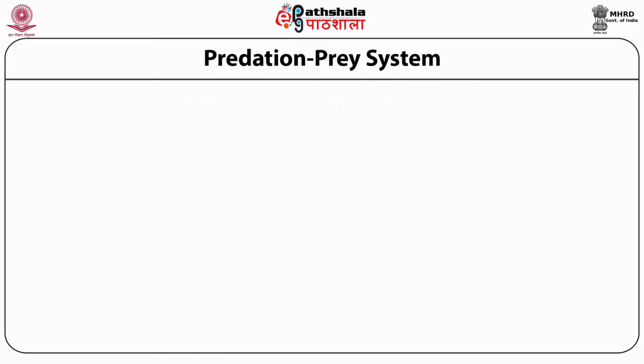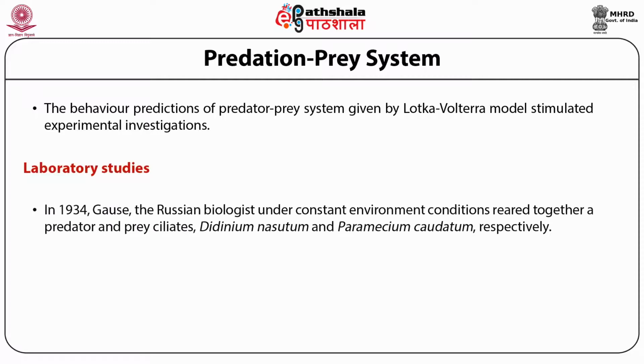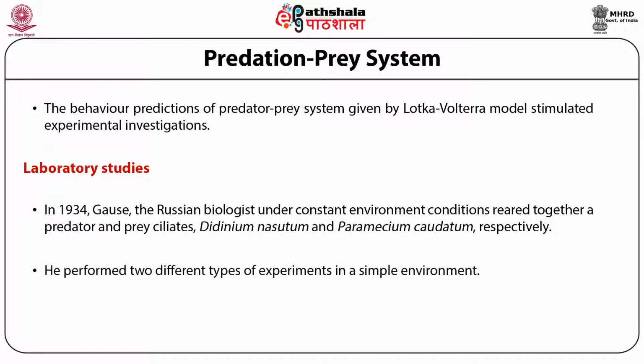Predator-Prey System. The behavior predictions of the predator-prey system given by the Lotka-Volterra model stimulated experimental investigations. In laboratory studies in 1934, Gause, the Russian biologist, under constant environmental conditions, reared together a predator and prey, the ciliates Didinium nasutum and Paramecium caudatum, respectively. He performed two different types of experiments in a simple environment.